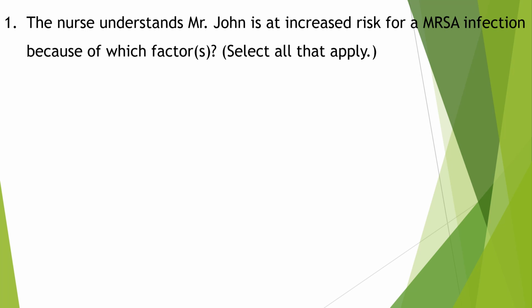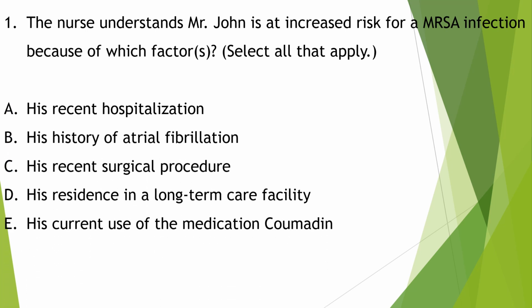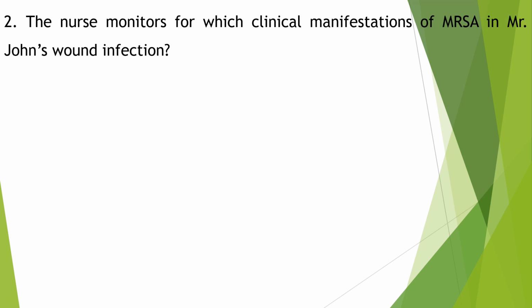The nurse understands Mr. John is at increased risk for an MRSA infection because of which factors? Select all that apply. His recent hospitalization, his history of atrial fibrillation, his recent surgical procedure, his residence in a long-term care facility, his current use of medication Coumadin. So of course his recent hospitalization, his recent surgical procedure and his residence in a long-term care facility made him increased risk for MRSA infection. The nurse monitors for which clinical manifestation of MRSA in Mr. John's wound infection?